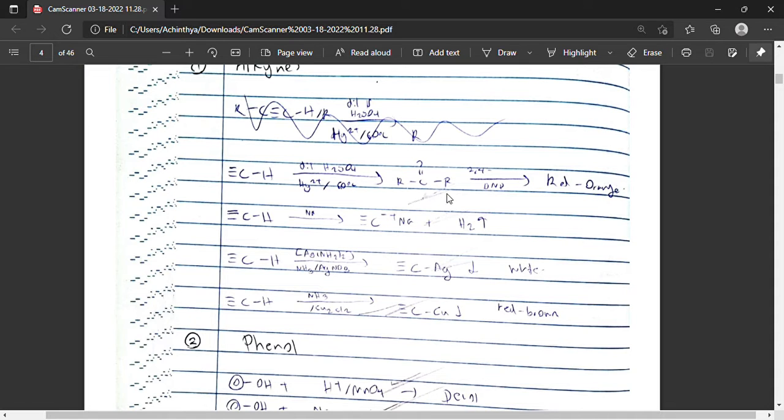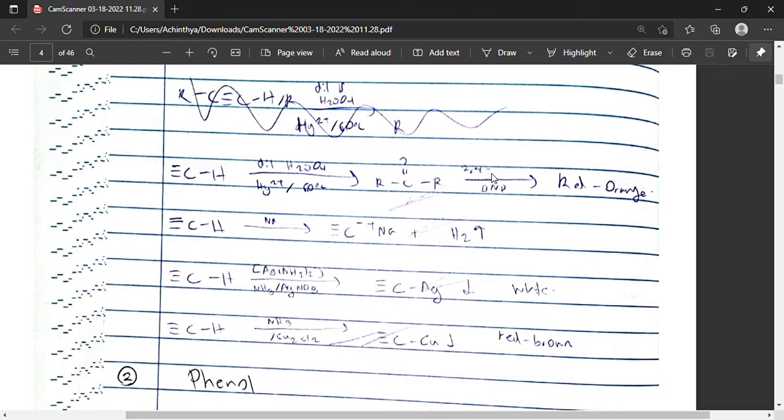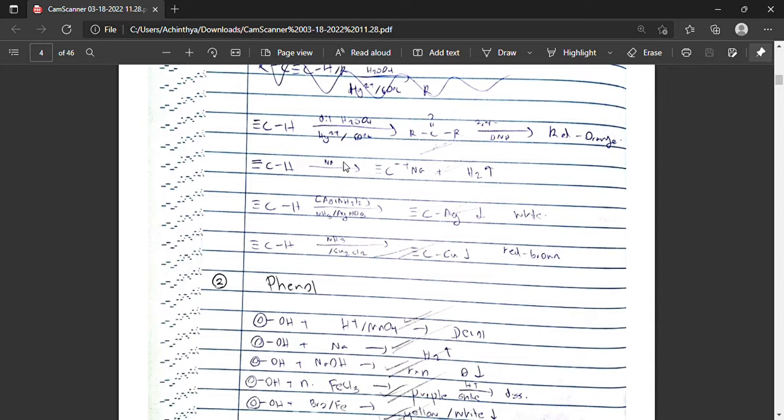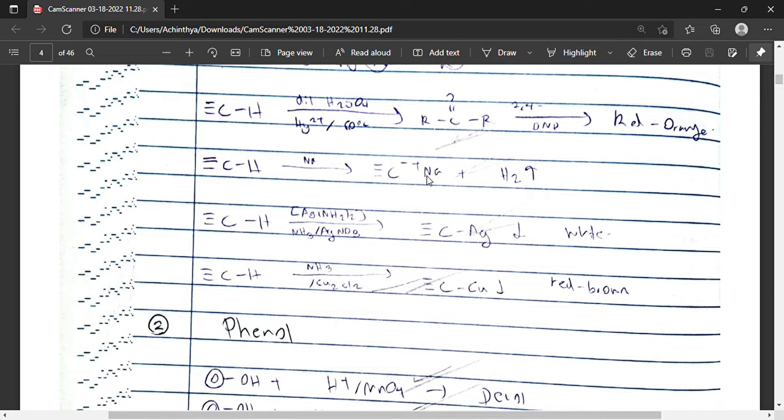compound. And carbonyl compounds, at this time I have taken a ketone. If we add 2,4-dinitrophenyl hydrazine, 2,4-DNP, it will form a red-orange color precipitate, and that's one way of identifying an alkyne. Another way of doing so is by adding sodium, and we will get this group, triple bond C minus plus Na, and the evolution of hydrogen.